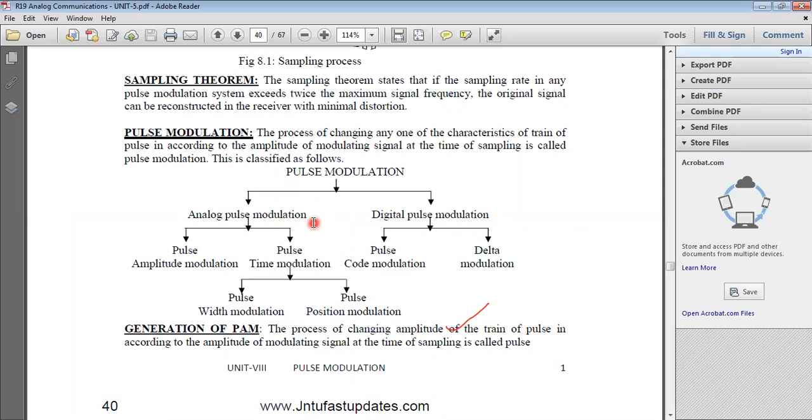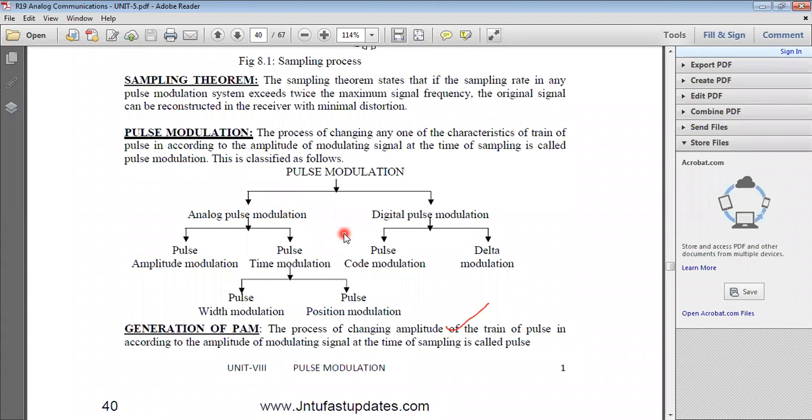In analog pulse modulation, the data is transmitted in the form of pulses, and the pulse characteristics, that is either amplitude, width, or position, change according to the amplitude of the modulating signal. But in the case of digital pulse modulation, the data is sent in the form of bits, that is binary digits, either 1 or 0.